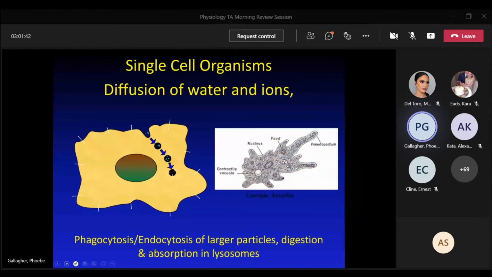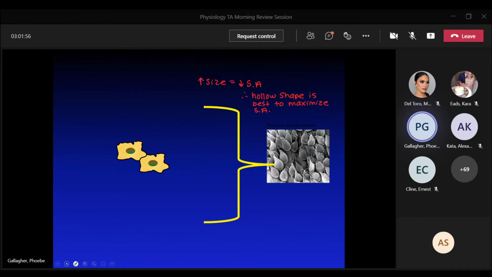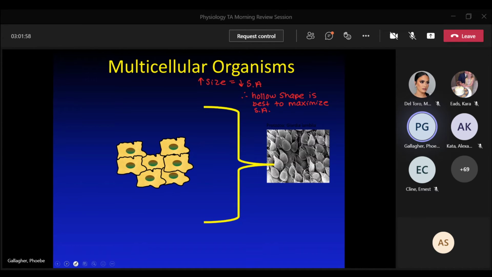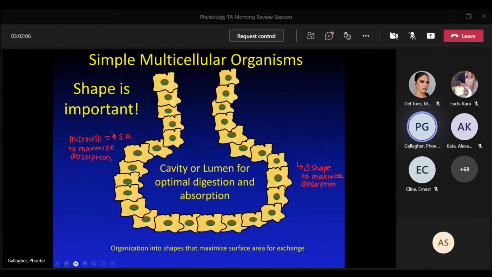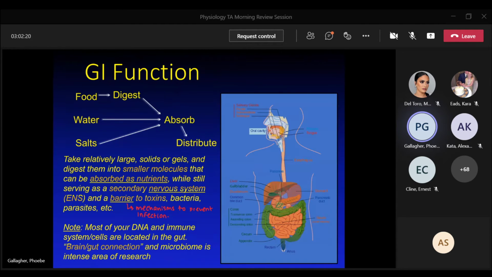Okay. So the first few slides, don't worry about them. It's really just to introduce the concept of digestion. So we start off as single cell organisms that do phagocytosis, and then we need to maximize surface area if we're multicellular organisms. In order to maximize surface area, you need to find a hollow shape, and that's why our GI tract is hollow, because it maximizes surface area, not to mention the fact that we also have microvilli, which increases the surface area even more for optimal absorption. Sorry, I'm racing through this because it's not really important.